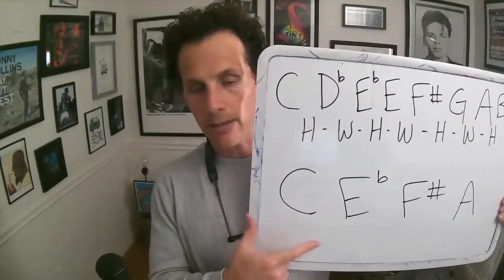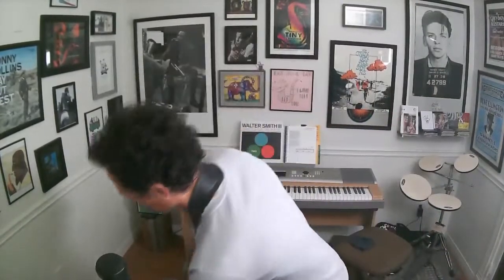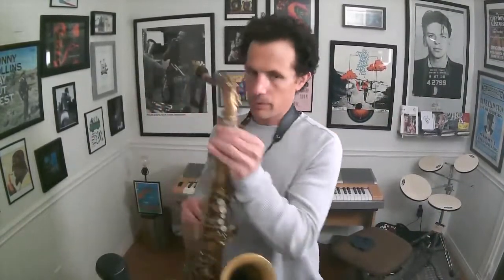C half whole diminished is also the same as these other 3: E flat, F sharp, and A. They're all related. All 3 of them have the same exact notes in them, and I'll play that for you in a second. All of them have the same exact notes. So let me play C half whole diminished for you.